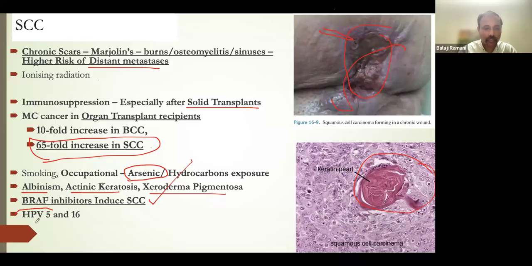And as I already mentioned, the cutaneous HPV5 is important. 16 is also there, but the most important, if you ask in exams, will be HPV5. We already had a discussion on HPV and skin lesions. So HPV5 is the most important.